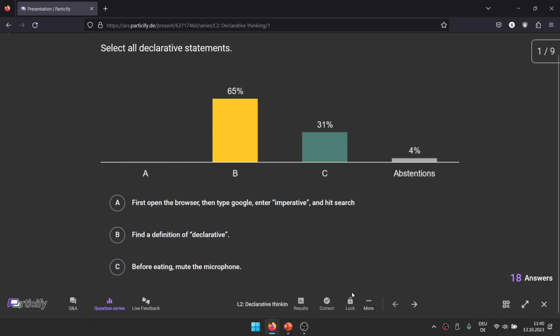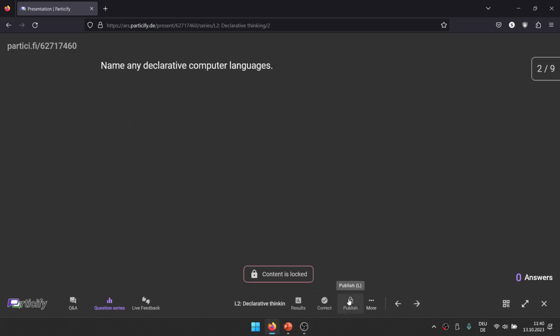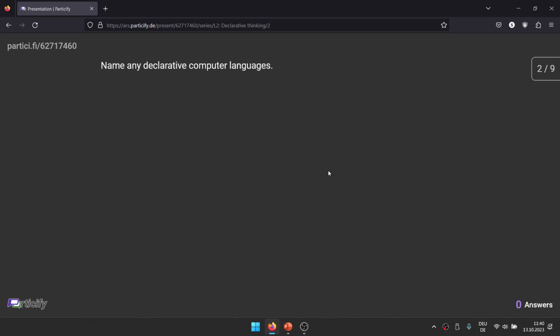Then let's look at maybe declarative programming languages, right? Or well, not programming, but any computer language that you know that is declarative, if you know any. So a language where you can express things that you want to be done or things that you want to be stated, but not how it's actually done.